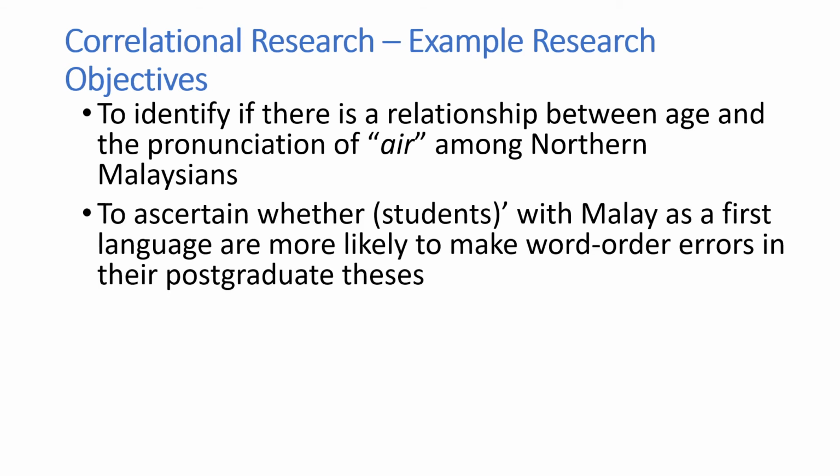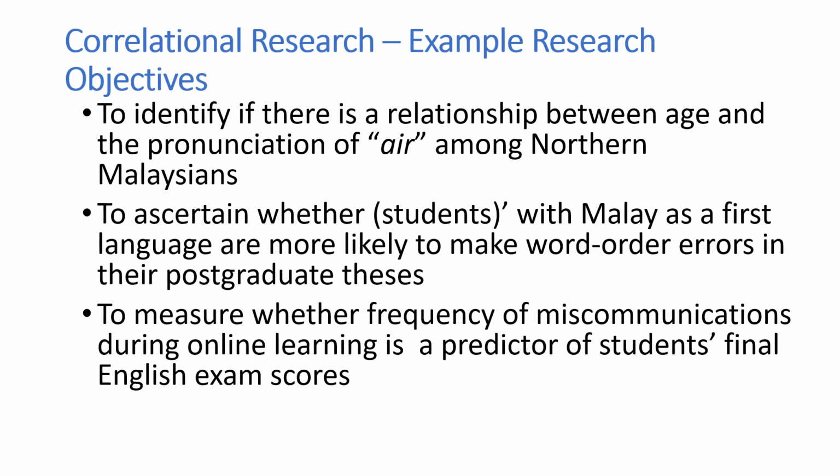Likewise, instead of just describing students' word order errors in the thesis, in a correlational study, we would want to see whether a student's first language is a predictor of their tendency to make word order errors. So we have two variables here, the type of first language and the frequency of word order errors.